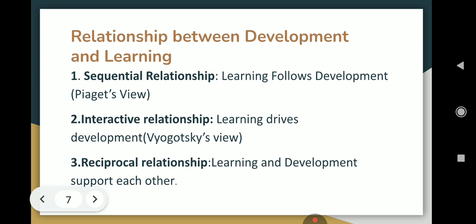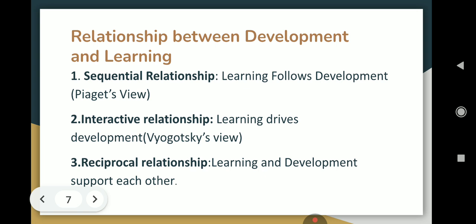And the third comes the reciprocal relationship. Learning and development support each other. This is the reality, you know. In reality, learning and development often work together. Development provides the foundation while learning enhances and accelerates development. As a child's language skill develops, they can read books, which in turn further develops vocabulary and comprehension.